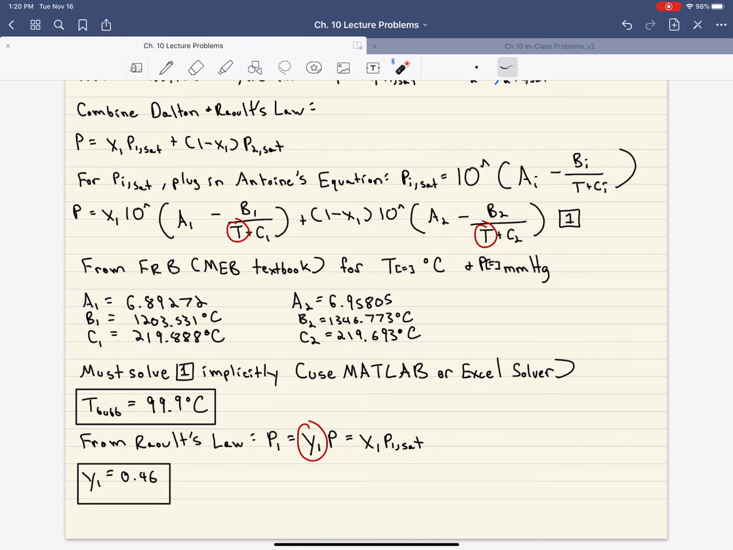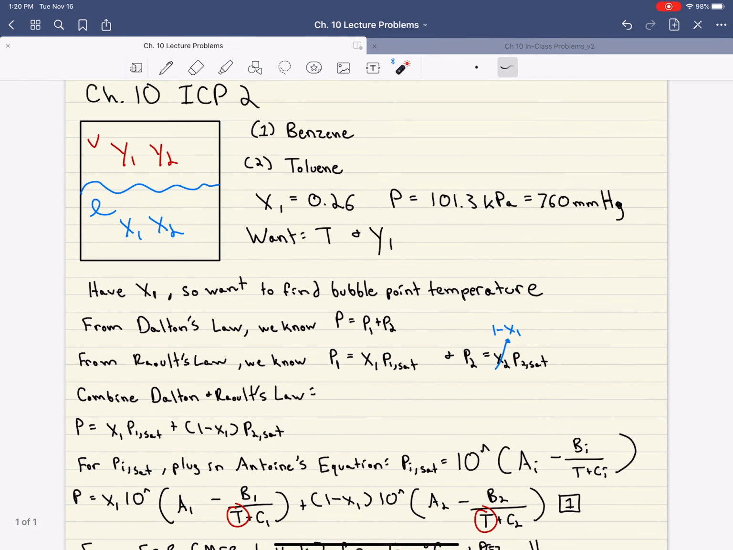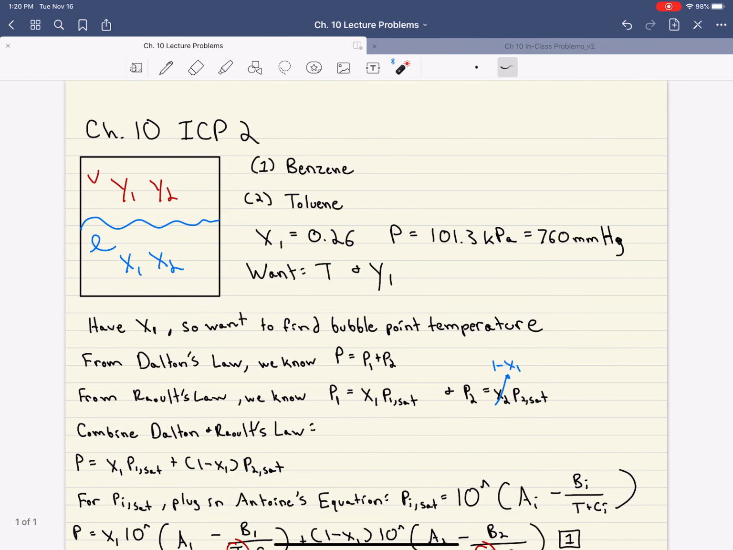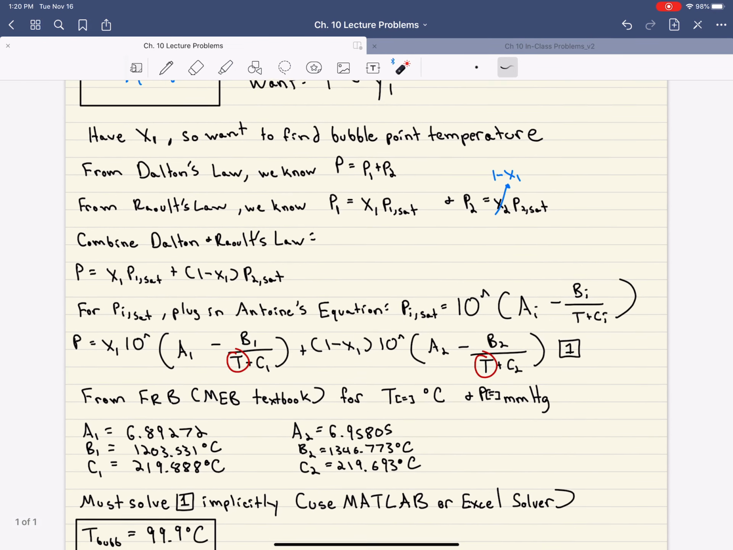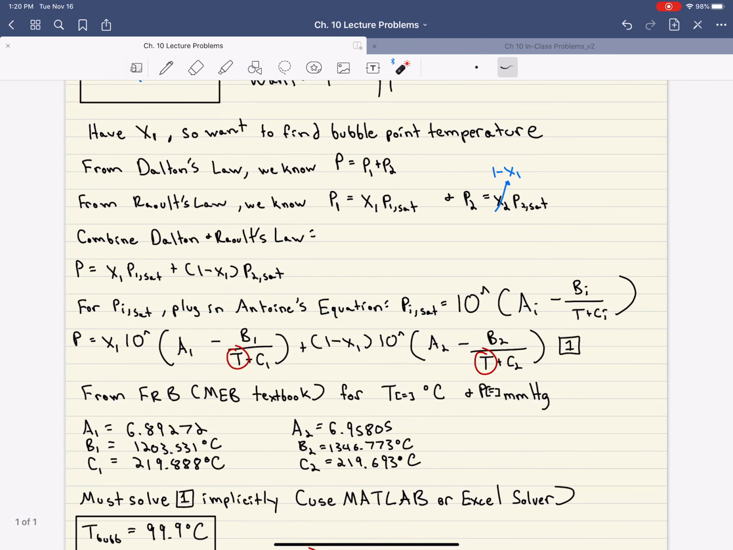For these sorts of Raoult's law problems, this is the basic guideline that you would follow in order to solve for your bubble point temperature in the system.